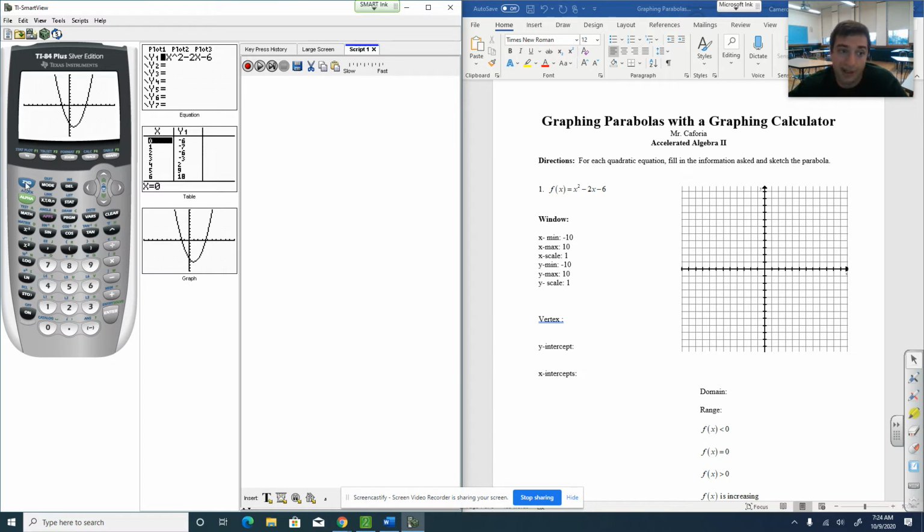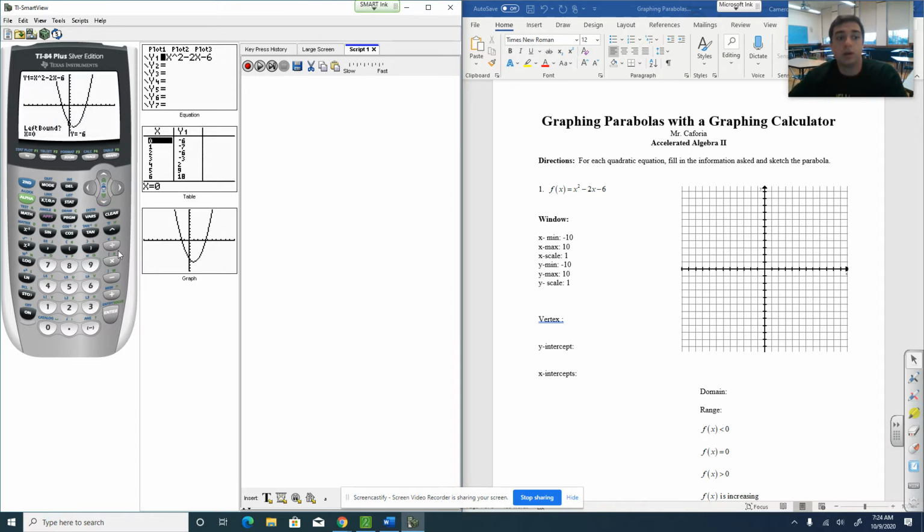So what we're going to do is hit second, the blue button, and then trace. It's really the calc, so second and then calc. We're going to calculate, and they give us some options: value, zero, minimum, maximum. Based on our graph, we can see that we're looking for the minimum. It's going to be right here. So we're going to go down to 3, hit minimum, and hit enter.